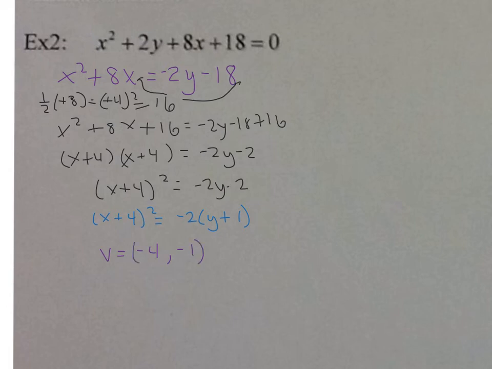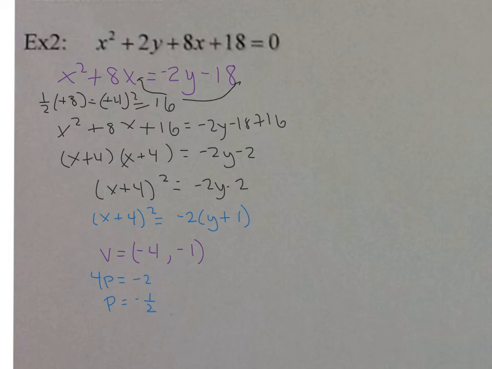We want to identify what our p-value is. So remember, this number here is 4p. So 4p is equal to negative 2. So that means p is equal to negative 1/2 when I divide both sides by 4. Okay, so now it is a half, and that's okay because we could still do this. Don't get freaked out because it's a half.